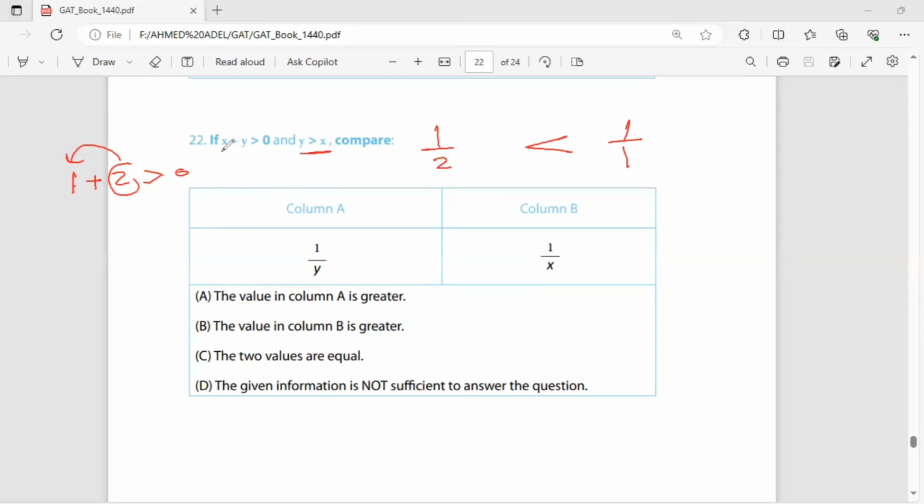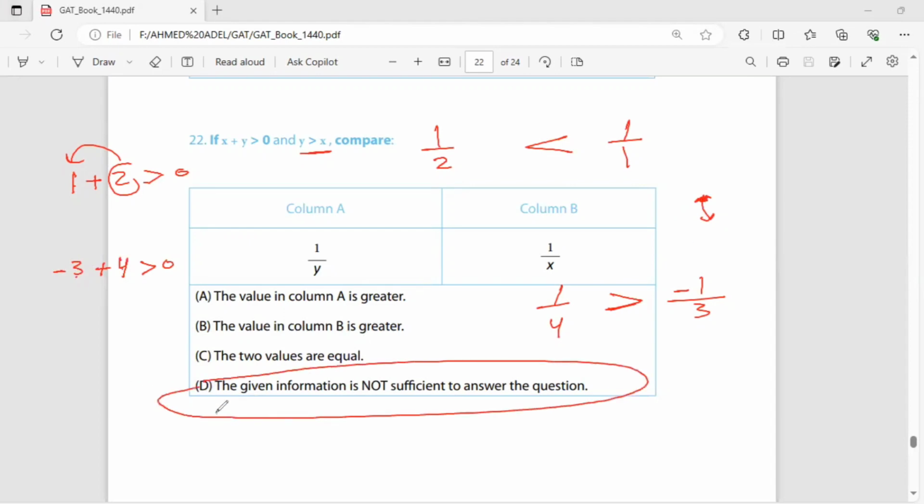Okay, now let x and y be negative values. For example, let x be negative 3 and y, for example, 4. Negative 3 plus 4 is positive 1, greater than 0. And y is greater than x. So here 1 over y is 1 over 4, and 1 over x is 1 over negative 3. Which one is greater? You can see that the first value is greater than the second value. So here I cannot determine which value is greater. The given information is not sufficient, not enough information.